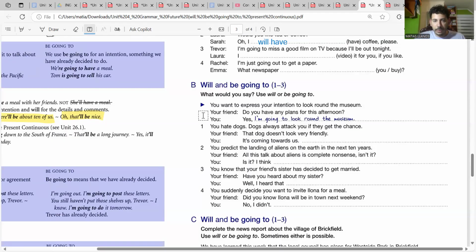So the first one, do you have any plans for this afternoon? Yes, I'm going to look around the museum. You hate dogs. Dogs always attack you if they get the chance. Your friend says, that dog doesn't look very friendly. It's coming toward us. So I'm going to decide that, well, it's a dog. So it is going to attack us because we have some context that they do.